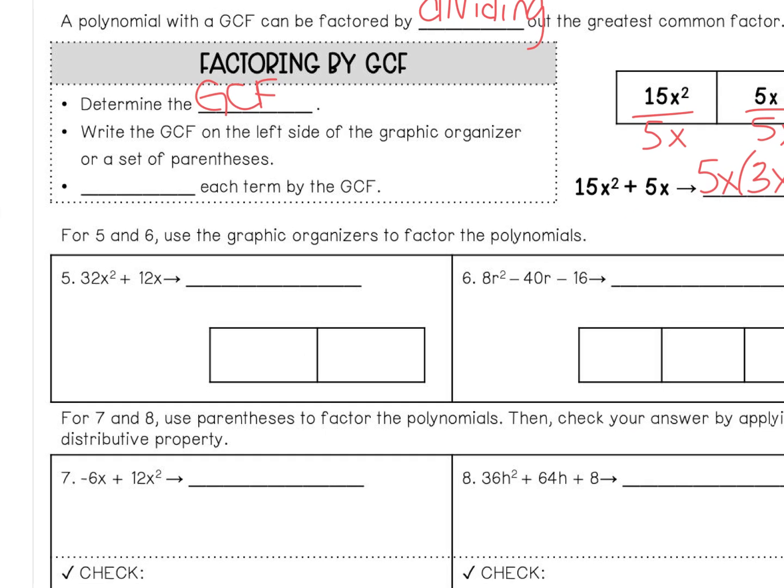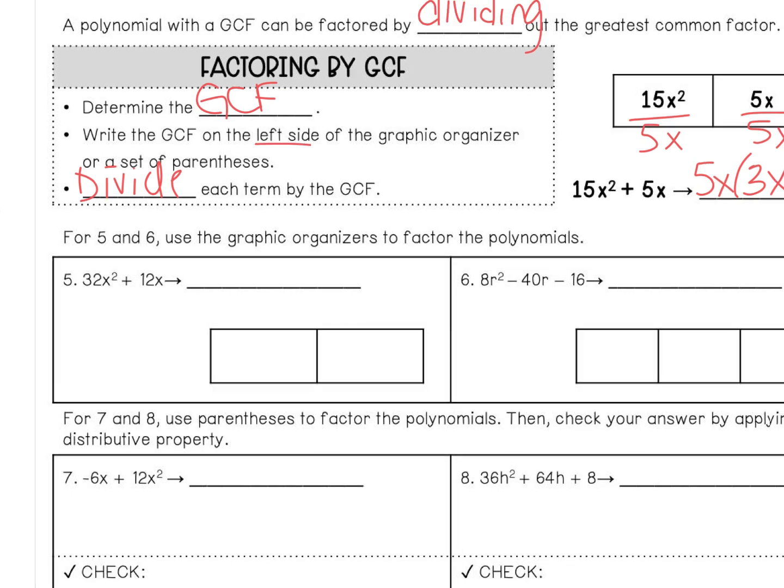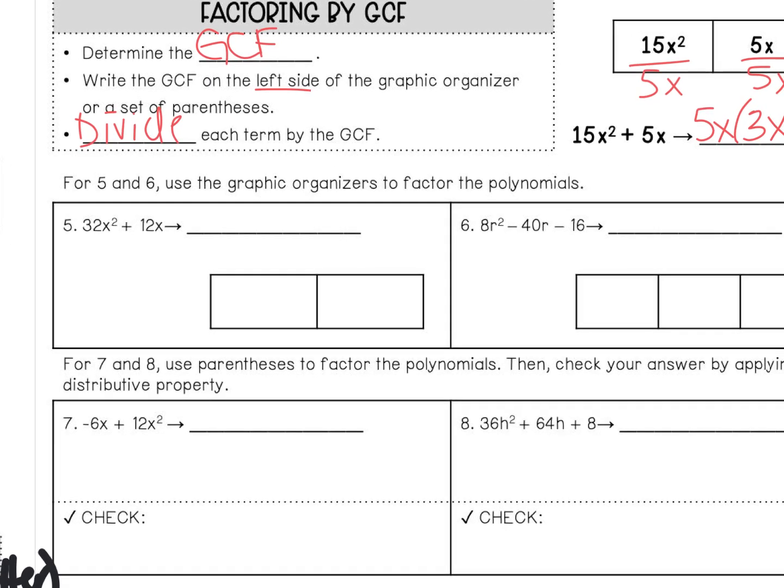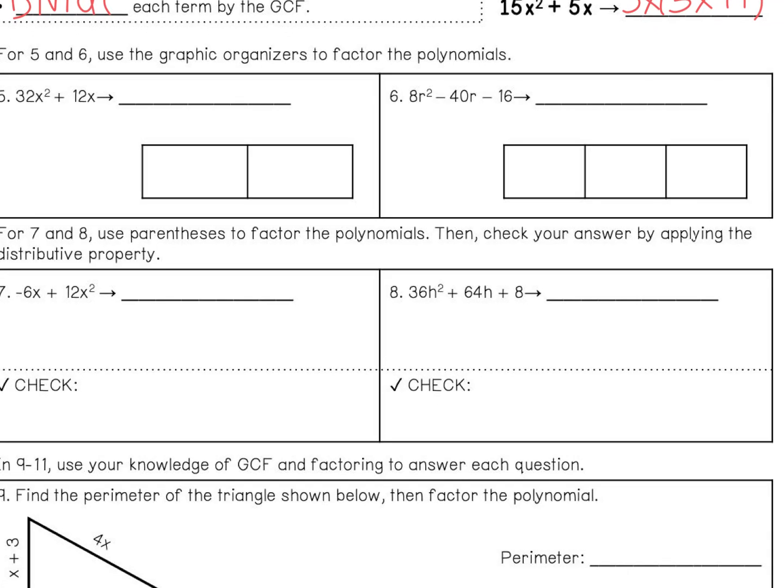Write the GCF on the left side, or you can write it as division. But it does have to go outside the parentheses, and then we're going to divide to get the inside. They have a graphic organizer here with the box. If you don't like that, don't feel like you need to use it. It's just kind of an organization tool if you do need it.